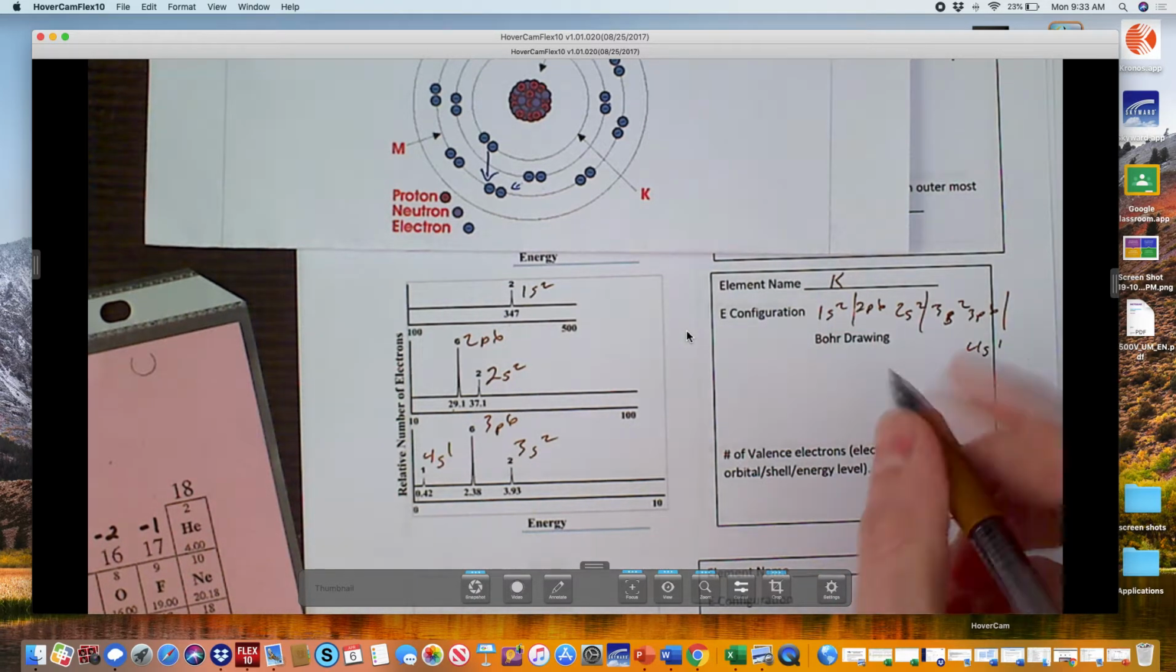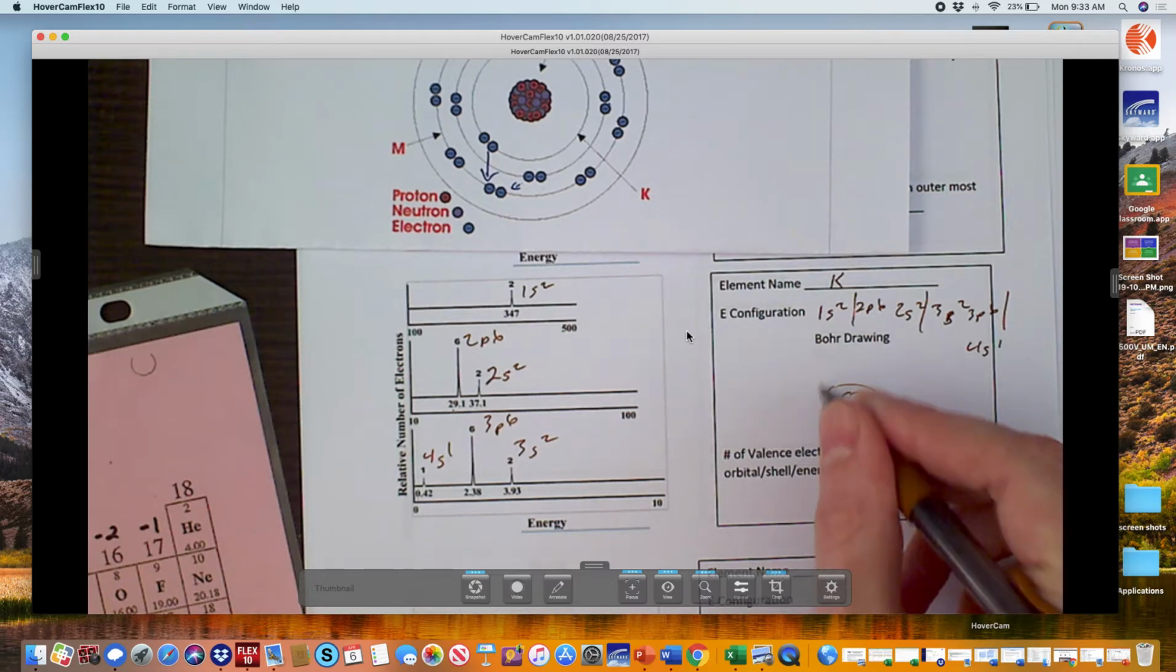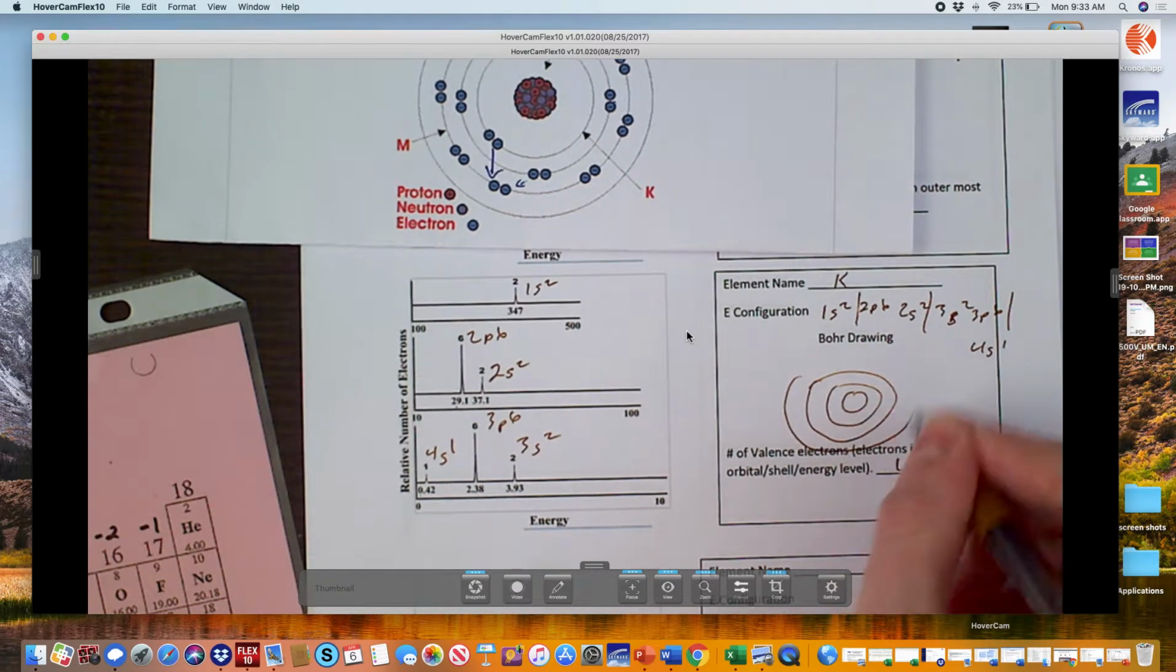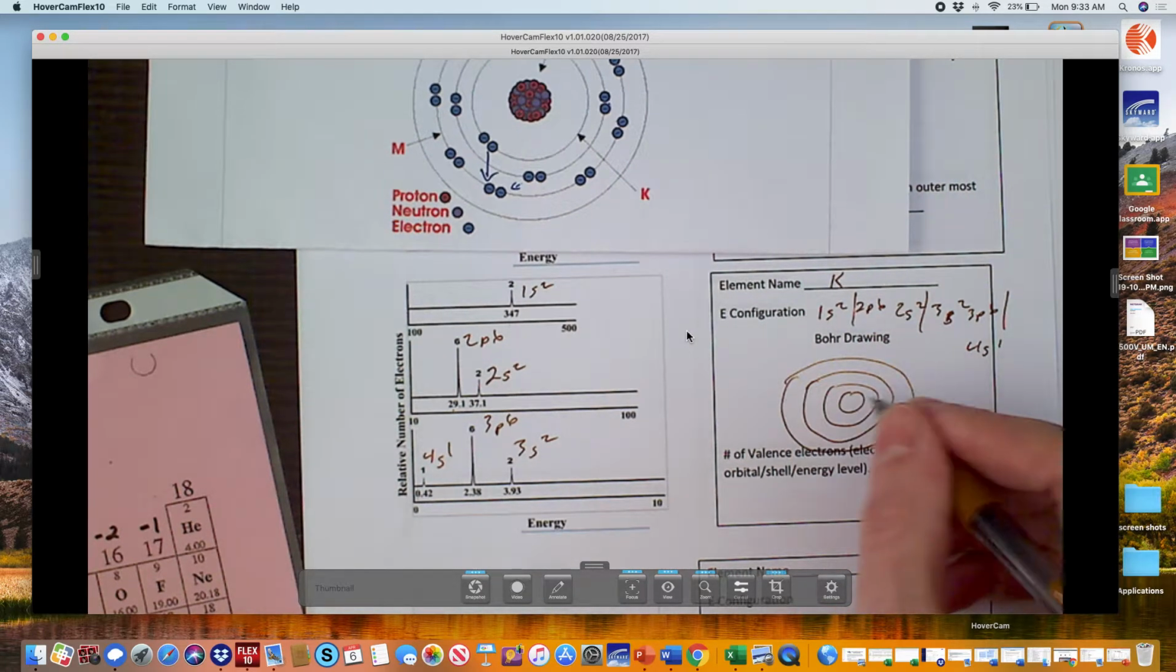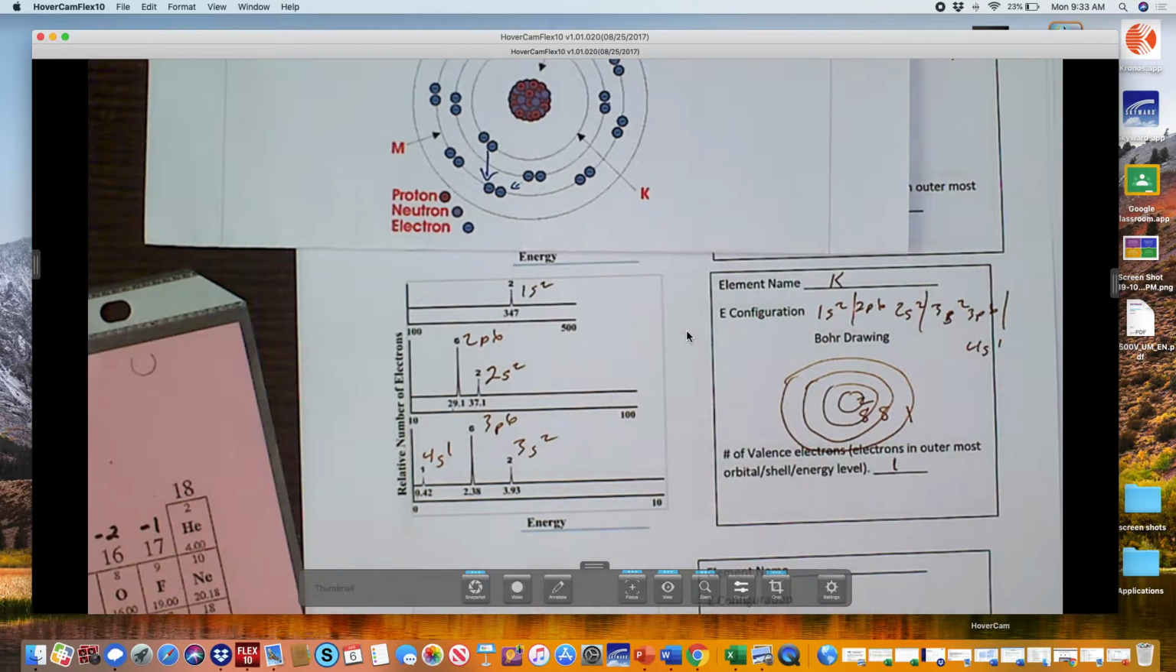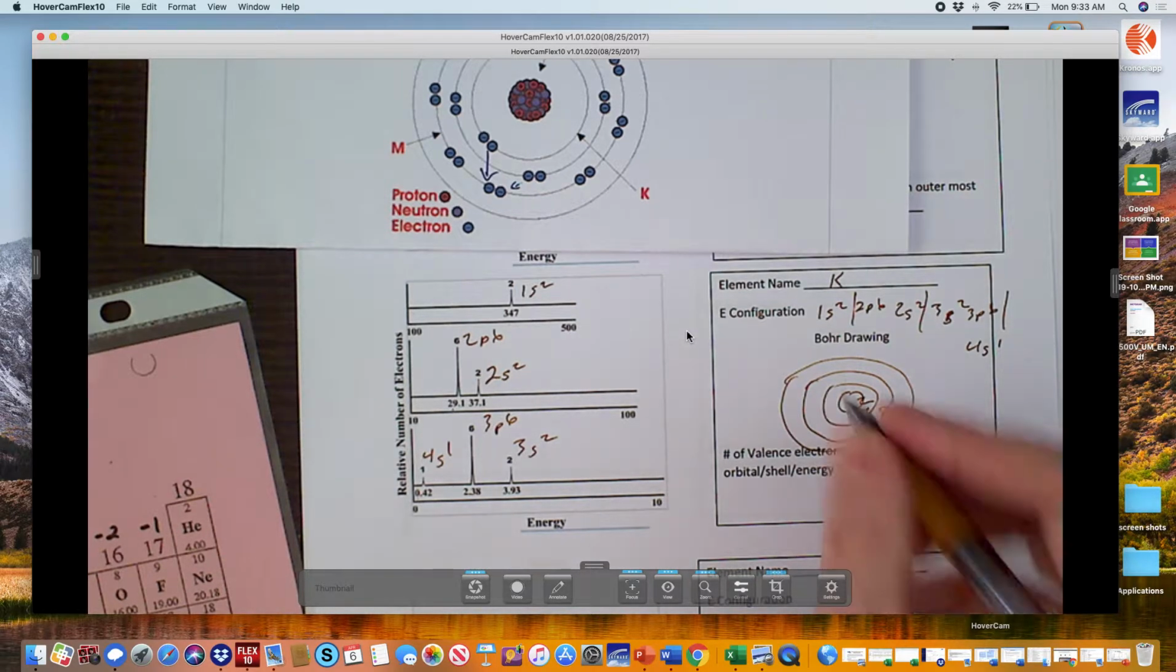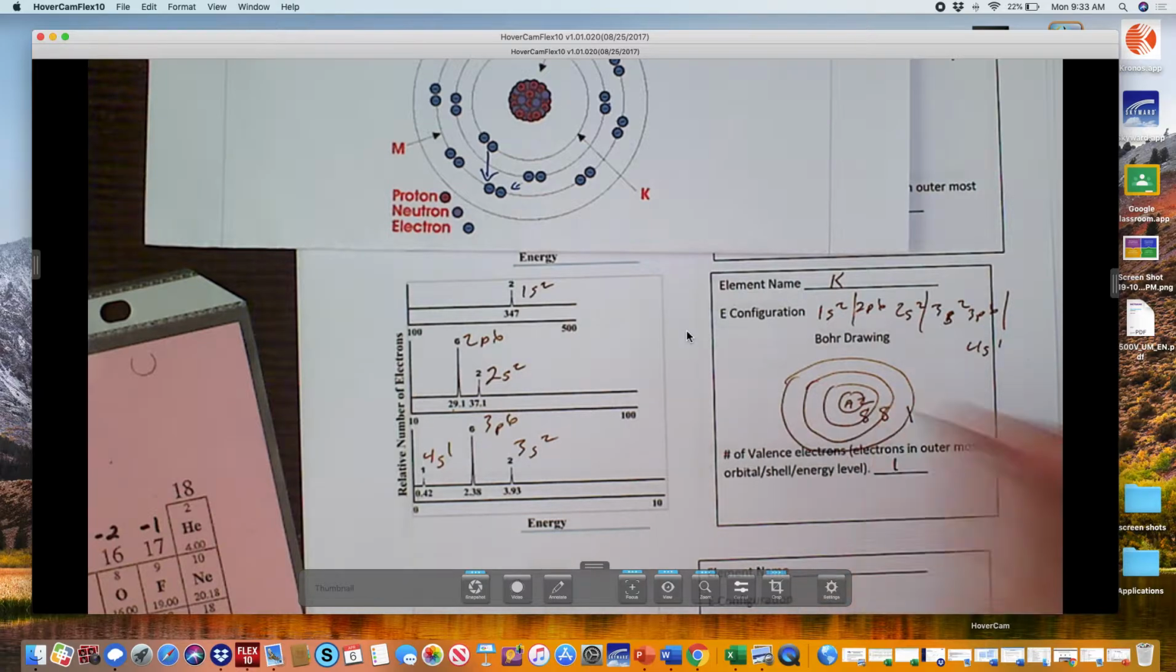All right. So here's my drawing. 1, 2, 3, 4. I've got 2, and then 8, and then 8, and then 1. Okay, so there we go. We have our Bohr model drawing. And this guy is probably going to lose that electron. Potassium likes to do that, and we've got our 19 protons in the middle.